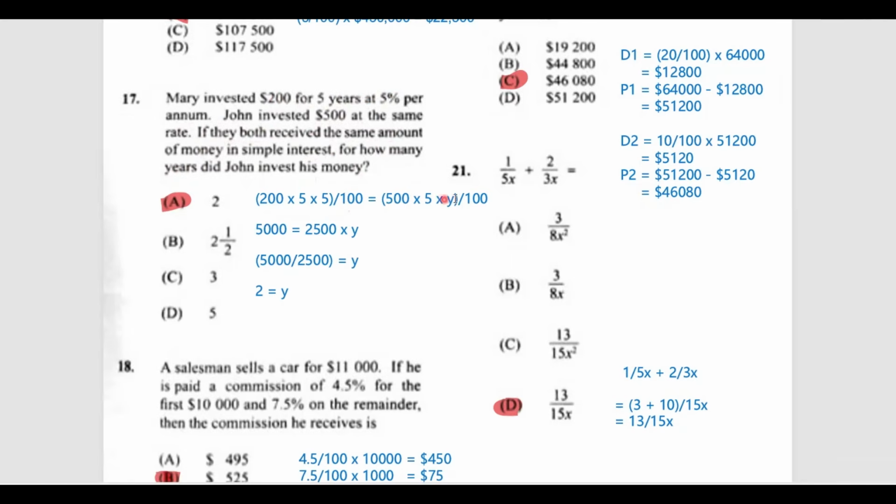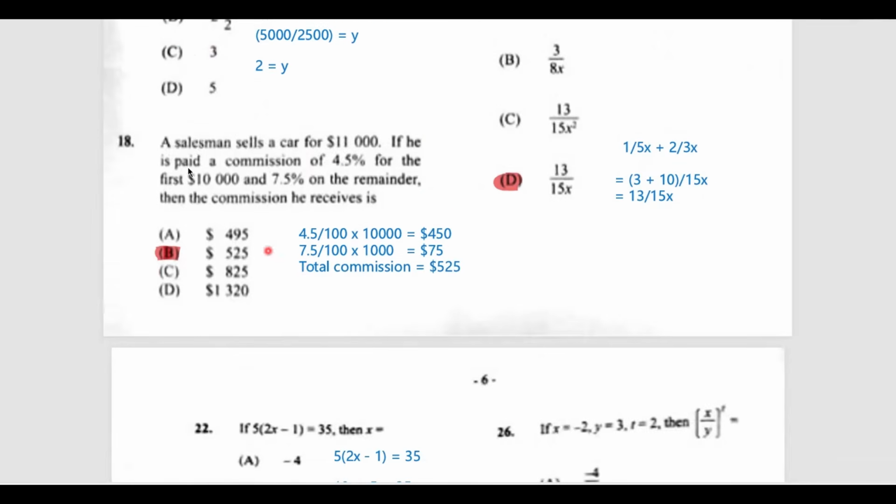The hundreds will cancel out. The 5s could cancel out if we want, or we could just work it through. 200 by 5 by 5 is 5,000. The hundreds cancel out, equal to 500 by 5, that's 2,500 by y. Divide 5,000 by 2,500, you get 2 years. That is A.